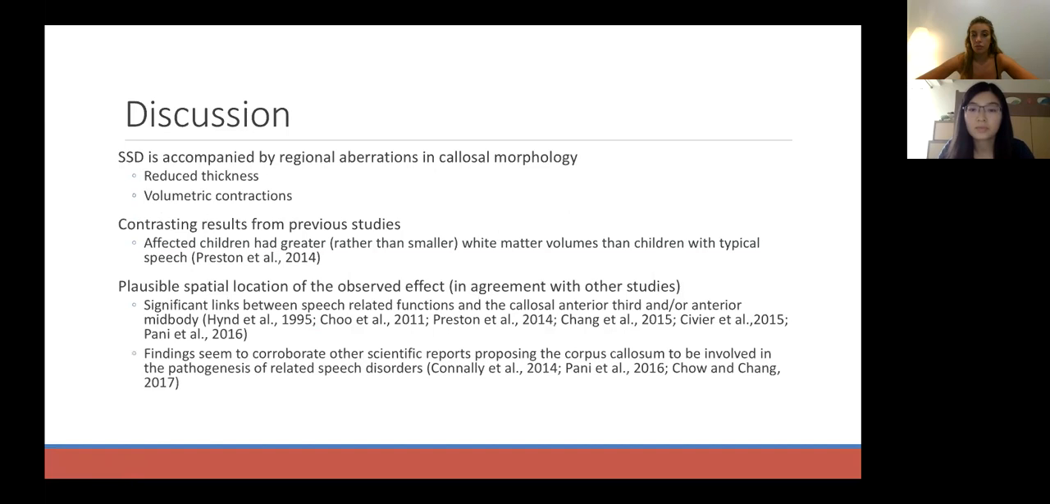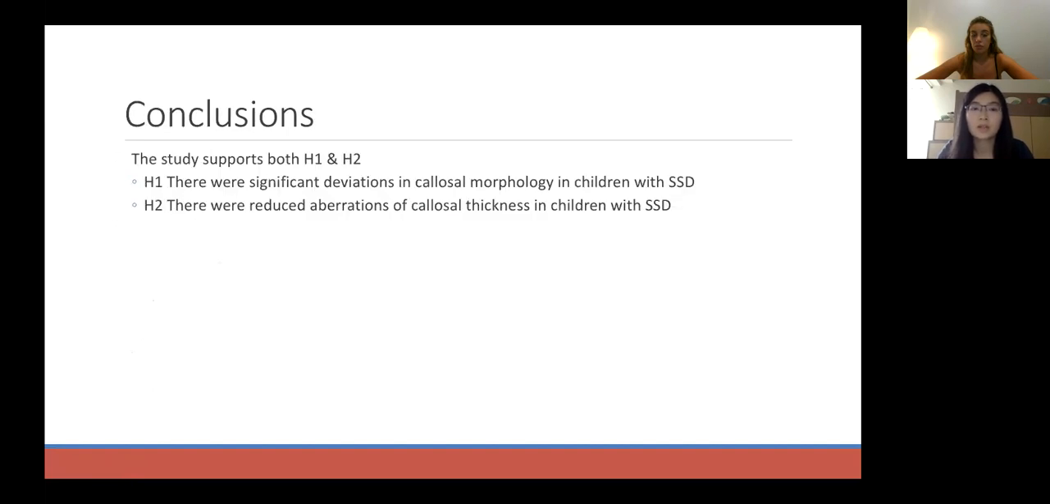To conclude, this study supports both hypotheses, which means there were significant deviations in callosal morphology in children with SSD, as well as reduced aberrations of callosal thickness in children with SSD.